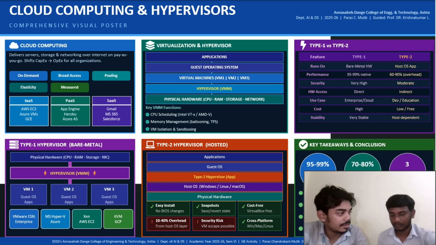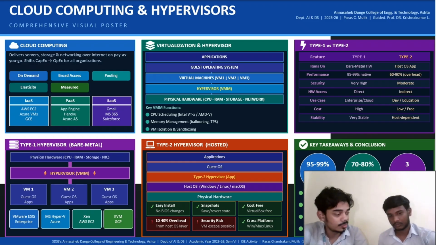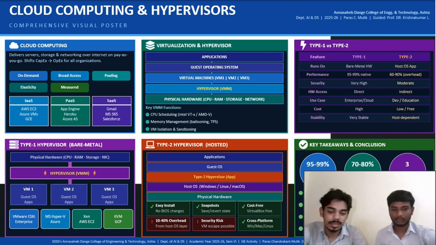You don't actually manage any servers or VMs at all. You just write the function, upload it, and it runs when it's triggered. The cloud handles all the infrastructure underneath, and you pay per millisecond of execution time. It is great for event-driven workloads and APIs. It's incredibly cost efficient for all of these things.